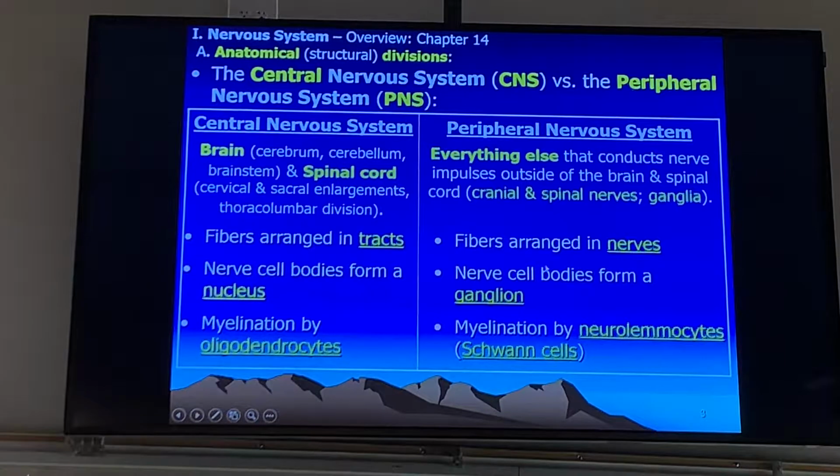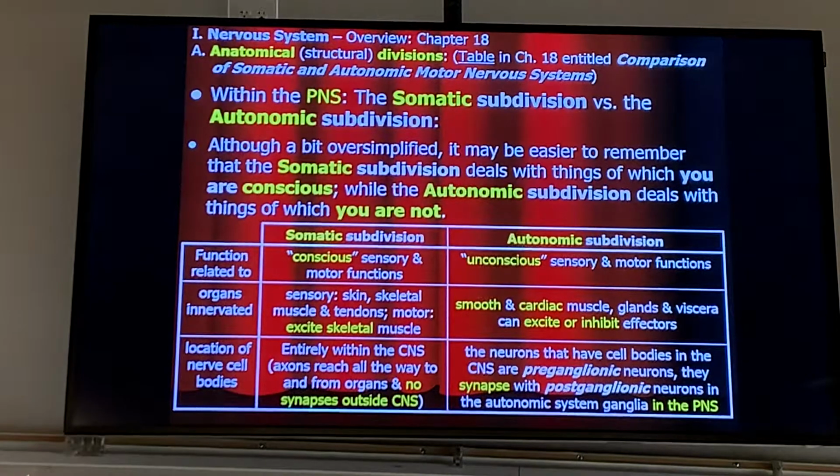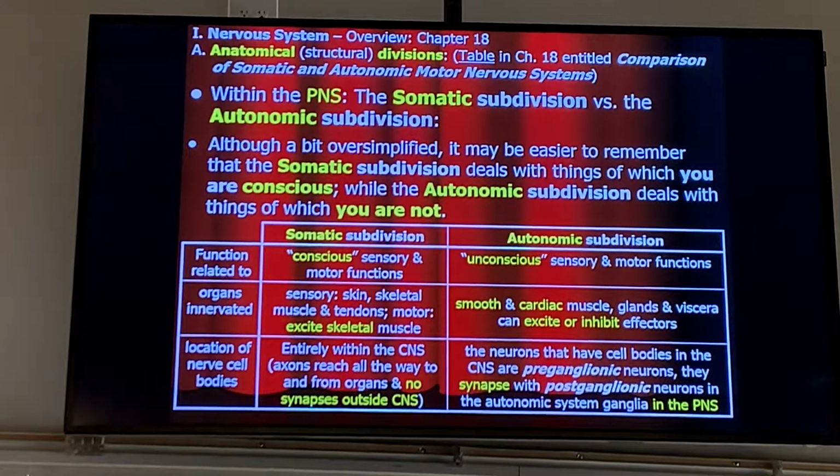A collection of cell bodies in the PNS is called a ganglion. It's only drawn schematically, but there would be a whole bunch of cell bodies in the ganglion, so it would be a collection.